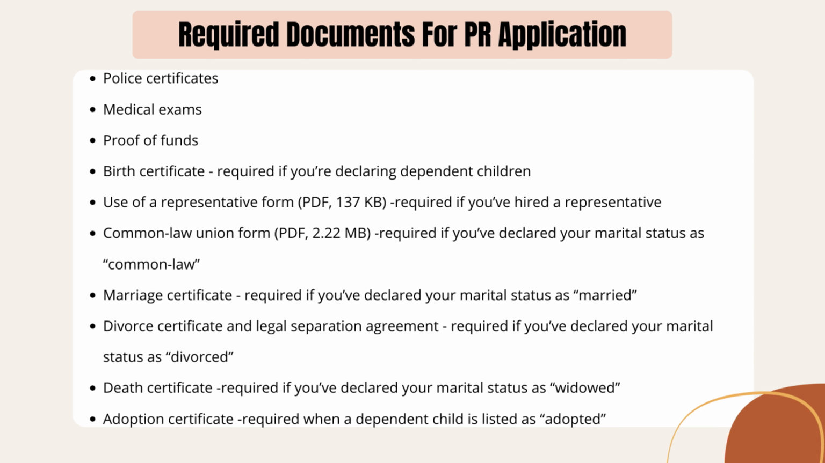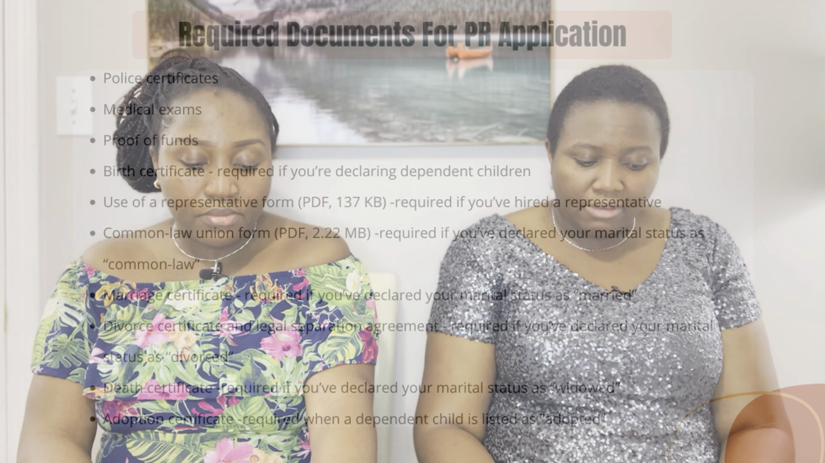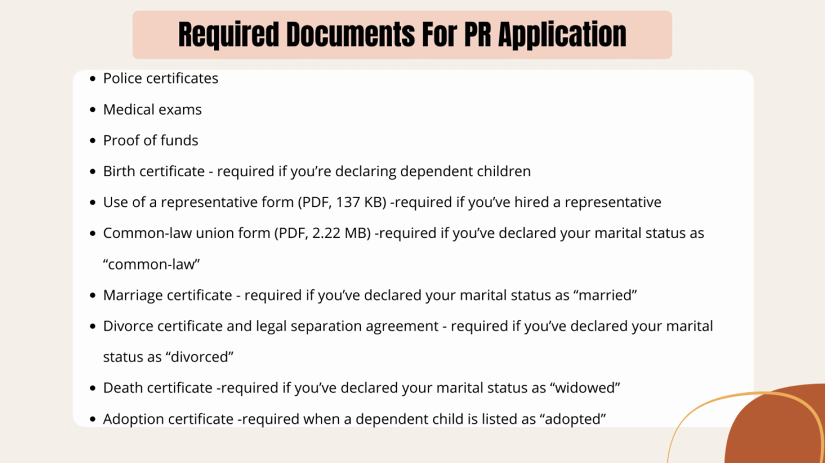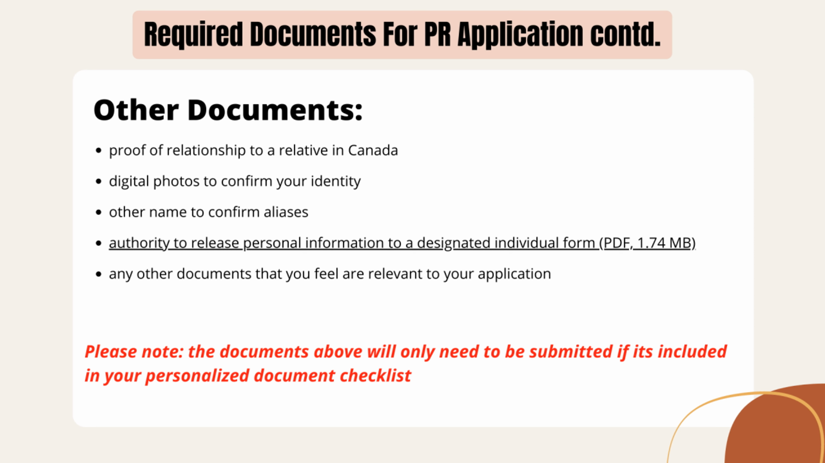So the next set of documents we'll be listing, as seen on the screen now, are the documents you require for your PR application. It's not so much, but a police certificate and a medical examination are part of it. And the medical exam, you have to do it with an approved panel physician. You need a birth certificate if you have dependent children. You also need your marriage certificate if you declare that you're married, and other kinds of certificates as highlighted above. You also need the proof of relationship of a relative in Canada if you have clicked that you have a relation.